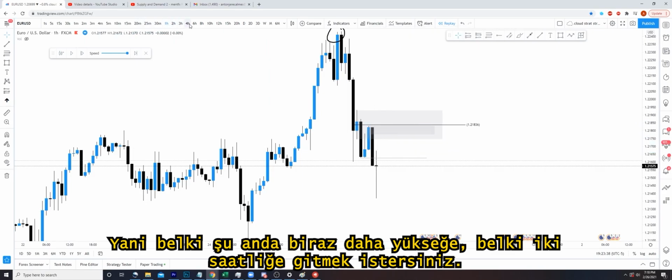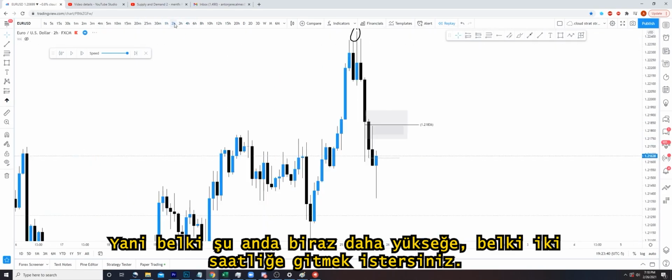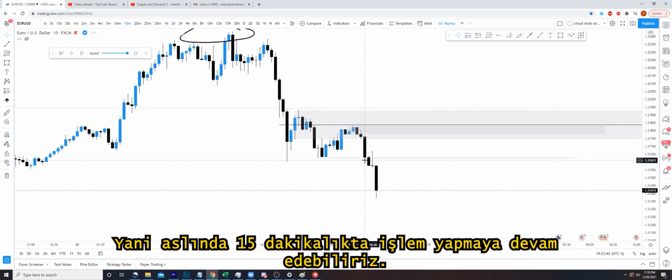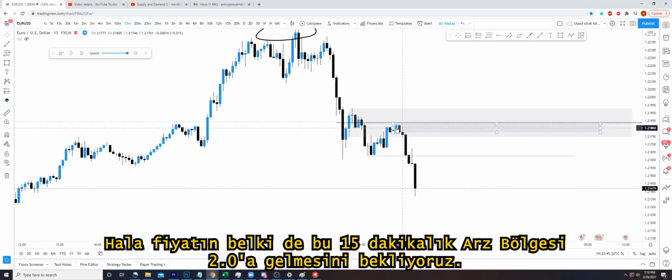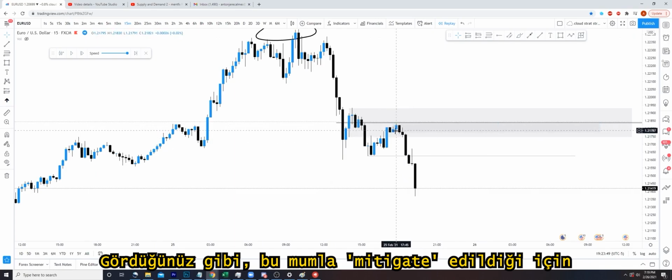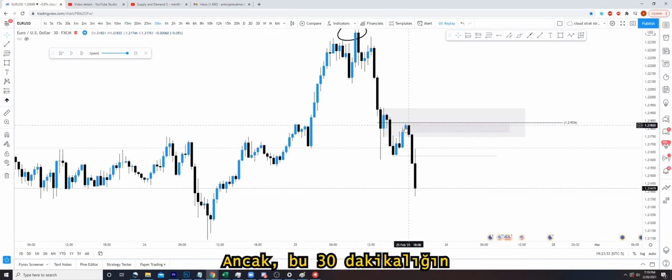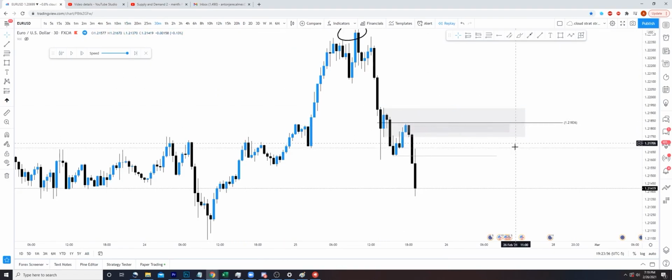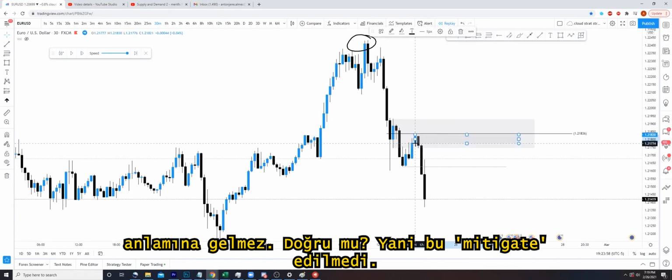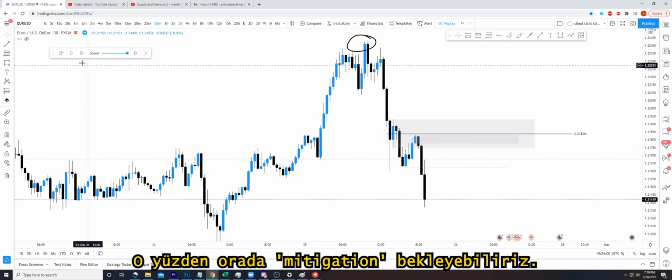So maybe if you went a little bit higher, right? No, not even, maybe a 2 hour. Okay, so nothing there. So we can actually continue operating on the 15-minute, still expecting price to maybe come to this supply zone 2.0. On the 15-minute, as you can see, there is no supply zone since it's been mitigated with this candle. However, that does not mean that this 30-minute is not mitigated, right? So this one has not been mitigated, so we can expect mitigation there.